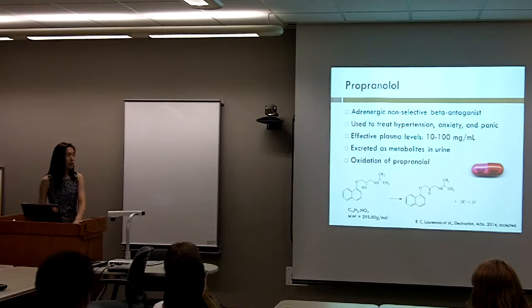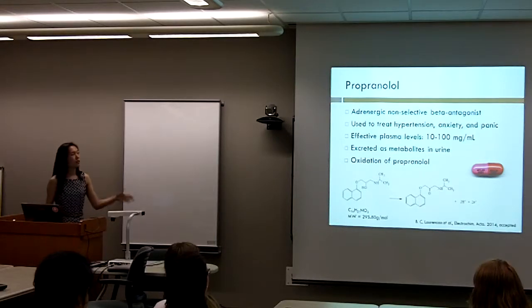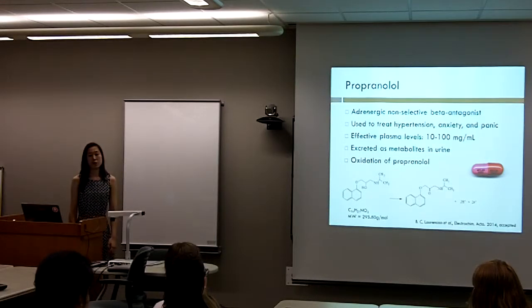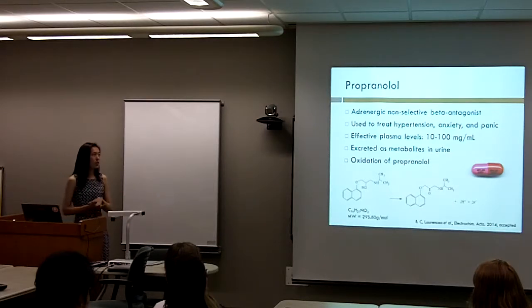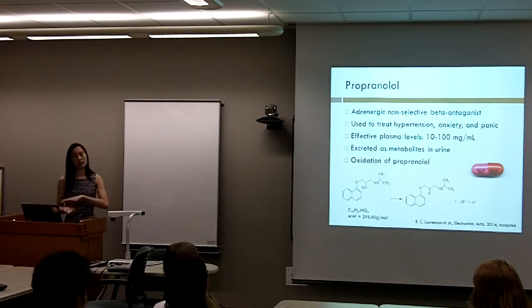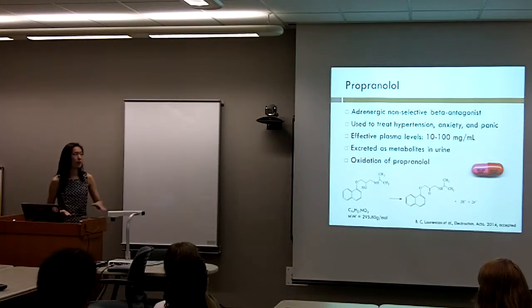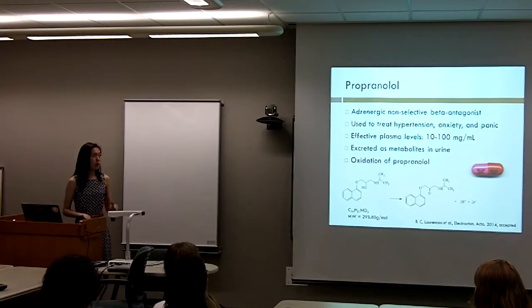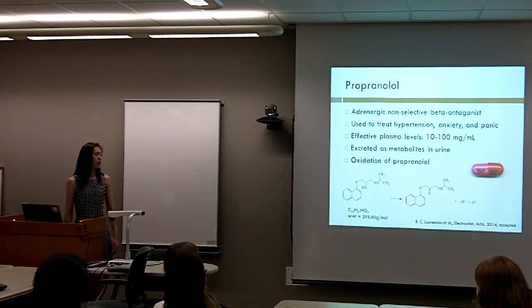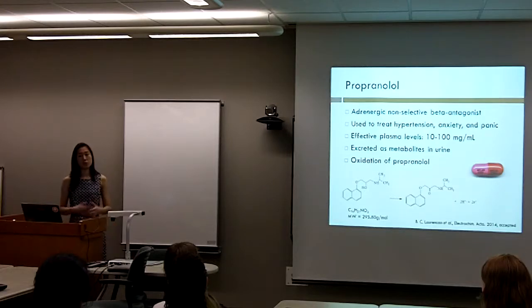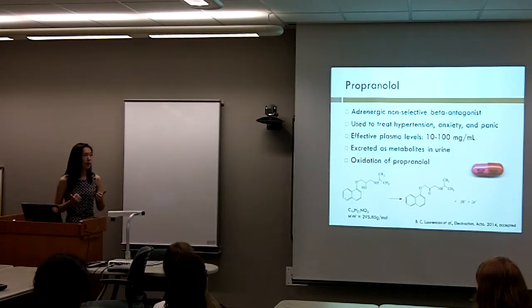Now on to what I'm actually trying to detect, propranolol. It's available commercially as propranolol hydrochloride, and that's what I'm actually using. Propranolol is an adrenergic non-selective beta antagonist that blocks the action of norepinephrine and epinephrine from binding to beta-1 and beta-2 adrenergic receptors. It's primarily used to treat hypertension, anxiety, and panic, and it's been listed on the World Health Organization's list of most essential medicines, so it's pretty important.